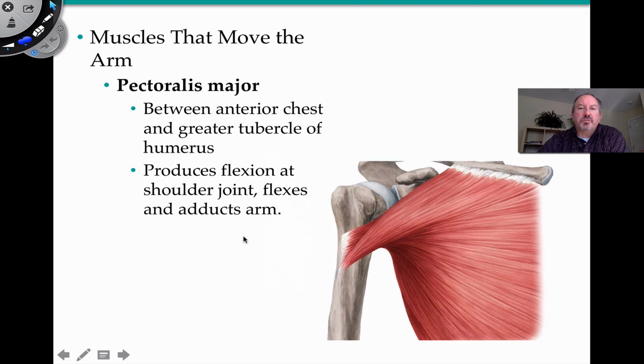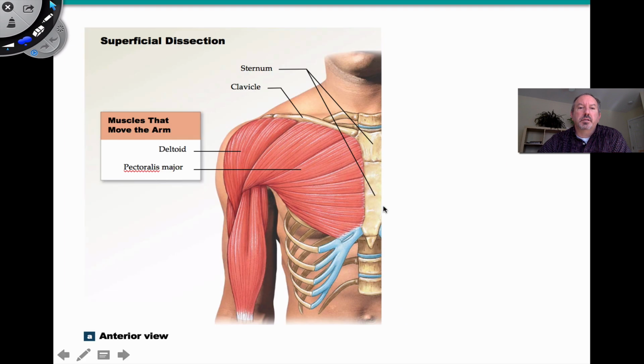Again, some of the muscles are more popular than others, and I'm sure you've heard of the pectoralis major. It's really prominent on the anterior portion of our chest, and it attaches to the greater tubercle of the humerus. It produces flexion at the shoulder; it flexes and adducts the arm, are its actions. Very strong muscle. Here it is right here, pectoralis major.